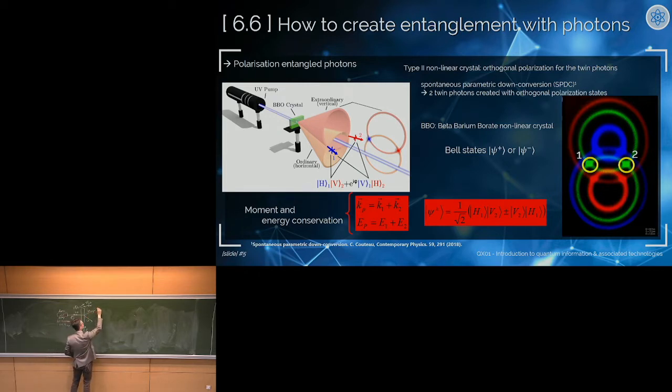So if this is photon 1 and photon 2, then you have K1 and K2, so two different directions for the outcoming photons. And there's a general law in physics on top of the energy conservation, which is that the momentum has to be conserved. So what it means is that Kp, K1, and K2 have to add to each other. Okay, so Kp equals K1 plus K2.